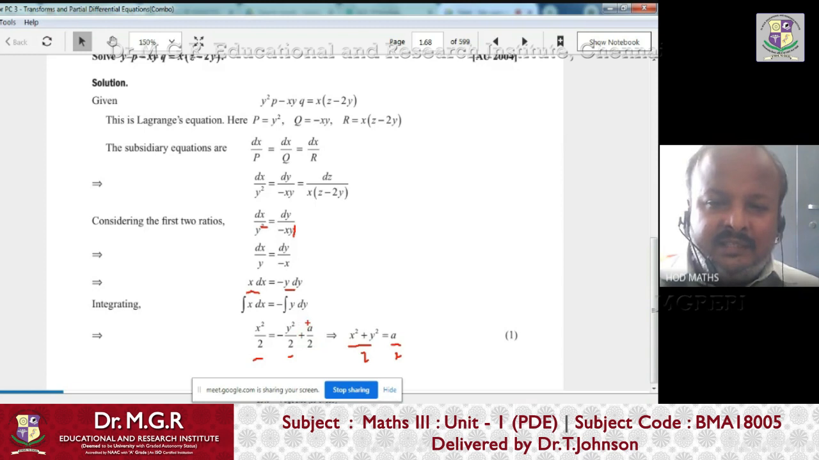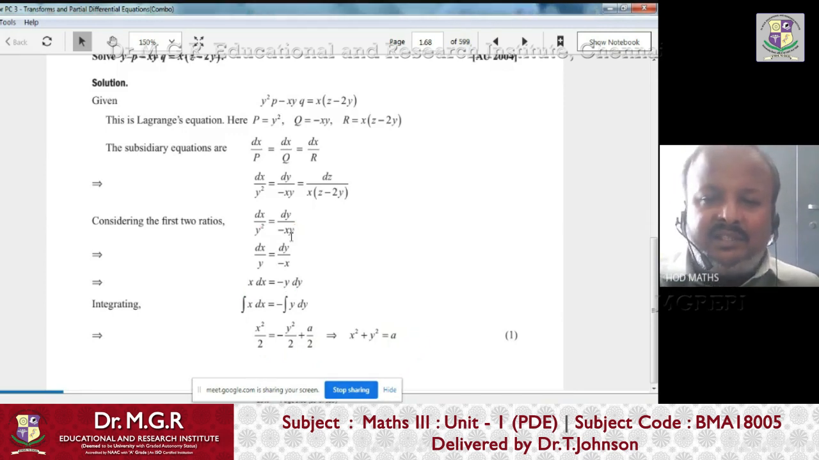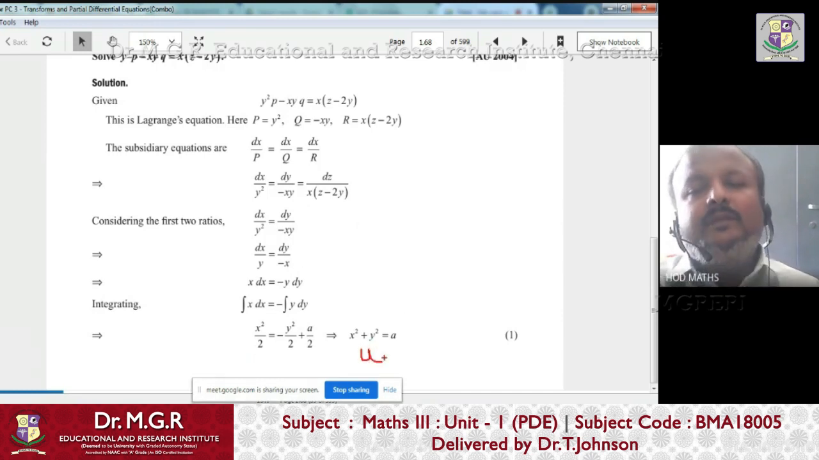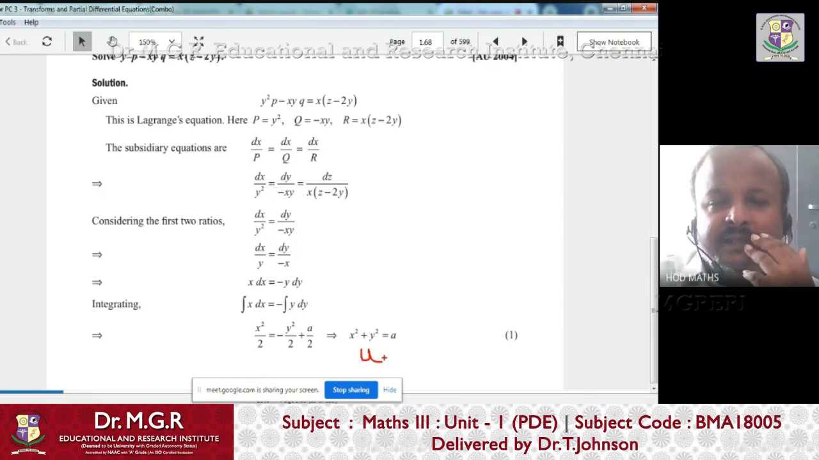Then you can ask again, sir, you put only a, why you are putting a by 2? So that I'm telling again and again, right? If a is arbitrary, a by 2 is also arbitrary. So according to the problem, we can write the arbitrary constant in a nice manner so that we can cancel out all the unnecessary constants, and you can write the equation in a very nice manner: x square plus y square equals to a, and this is nothing but your u, right?